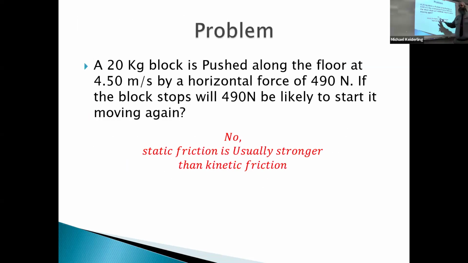So usually static friction is stronger than kinetic friction, so it usually takes more force to get something moving than it does to keep it moving.